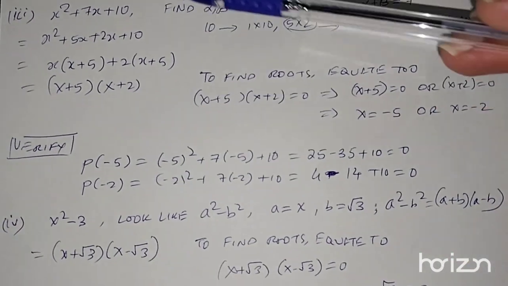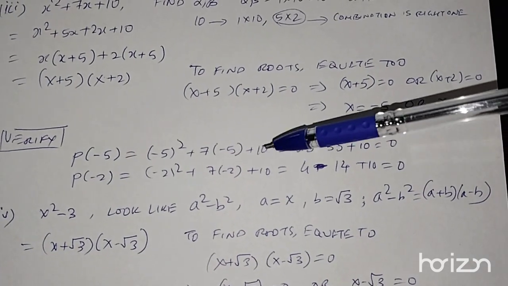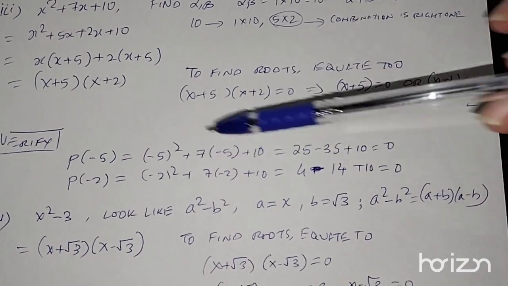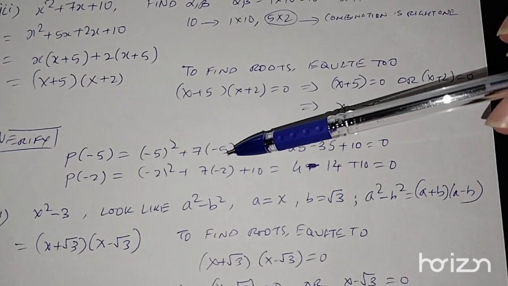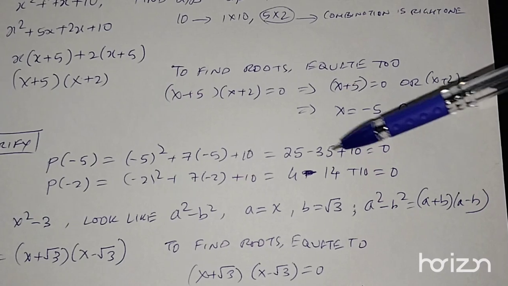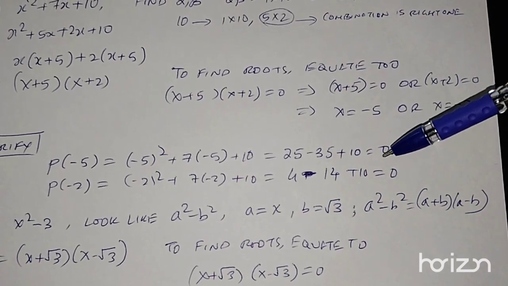So p of minus 5 is minus 5 squared plus 7 into minus 5 plus 10. Minus 5 squared is 25, 7 5s are 35, the minus sign is there, minus 35 plus 10. So 25 minus 35 plus 10, you'll get 0.